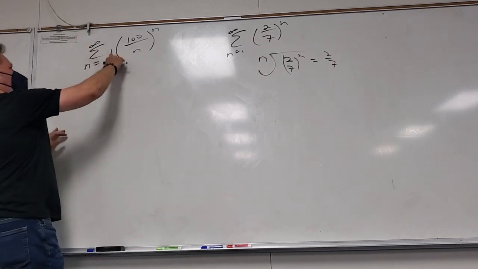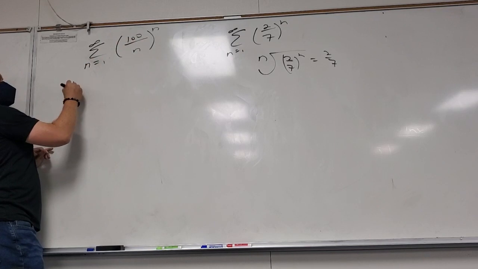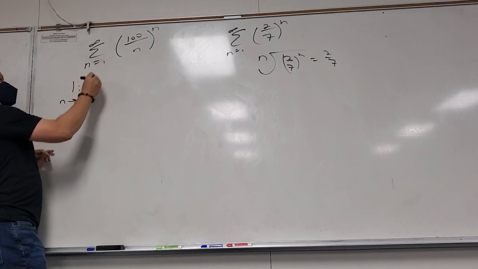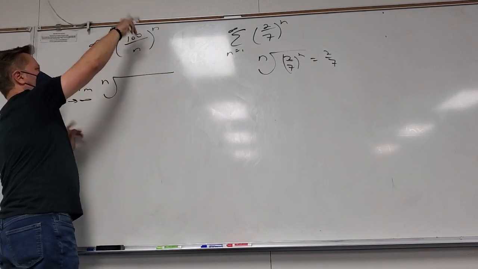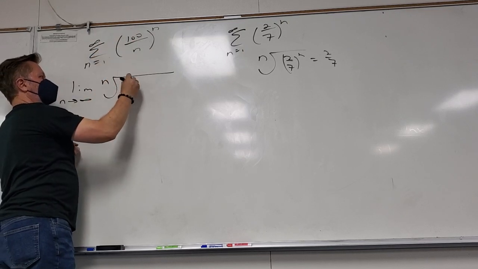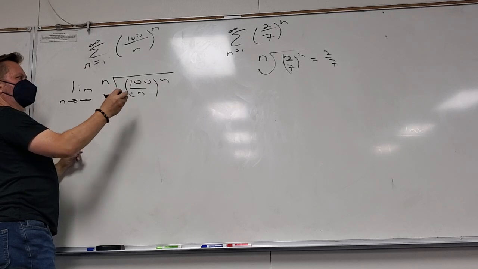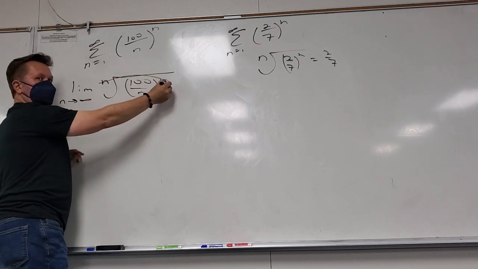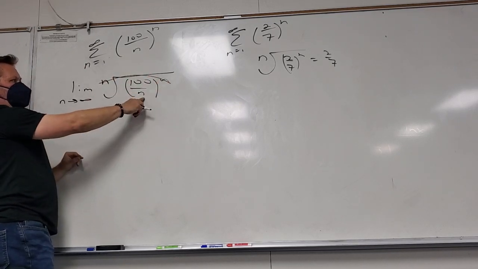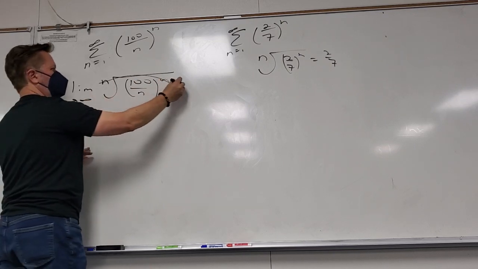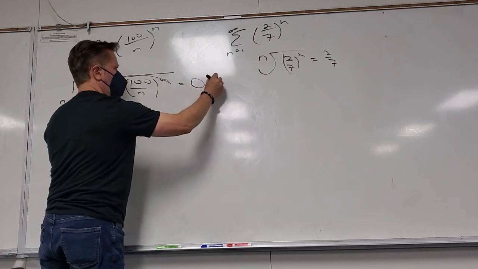Let's not do that. So the root test would say the nth root of the absolute value, it's no negative, so who cares? So of course what happens there? The nth root and the n power cancel. And what's the limit of 100 over n as n goes to infinity? 0. And that is definitely less than 1.